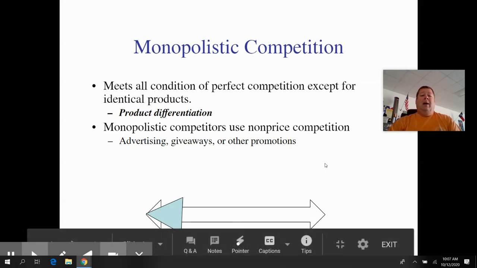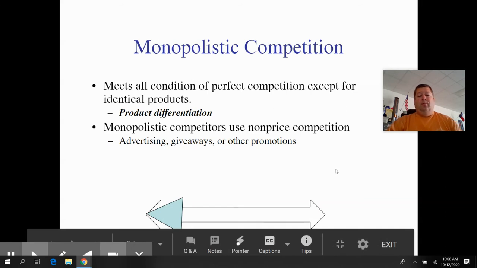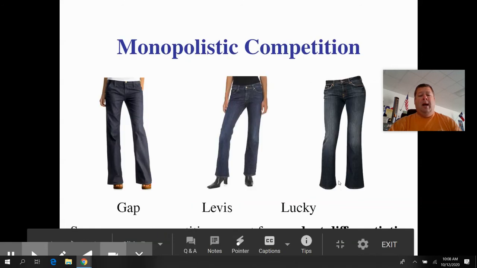Monopolistic competition meets all conditions of perfect competition except for identical products. There's tons of product differentiation in a monopolistic market, and we'll talk about that. I think you guys know this stuff, but you don't realize you do, and when we see the images, I think you'll understand. You always see tons of advertising in monopolistic competition and also oligopolies because they're always trying to compare their products to the other competition. Let me go back. You see also pretty easy entry there.